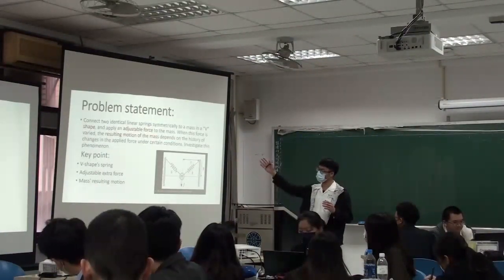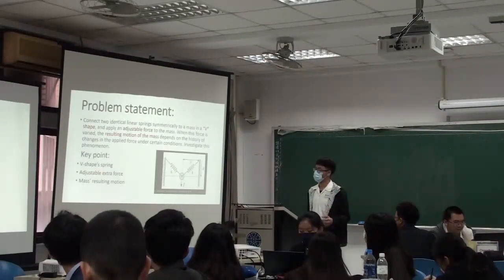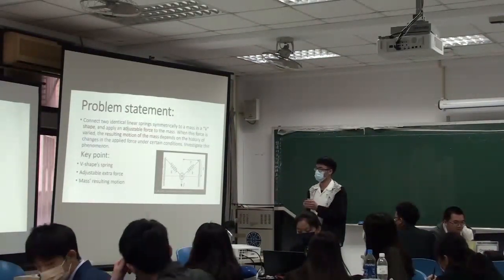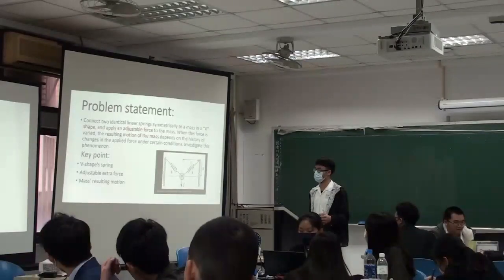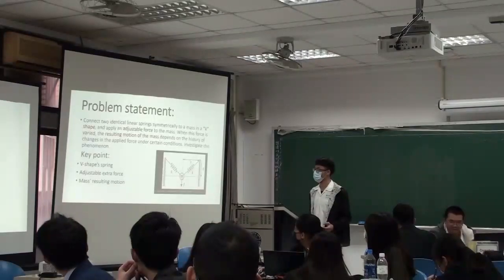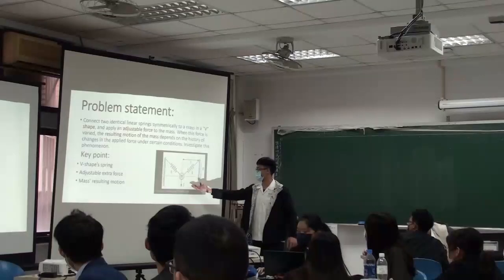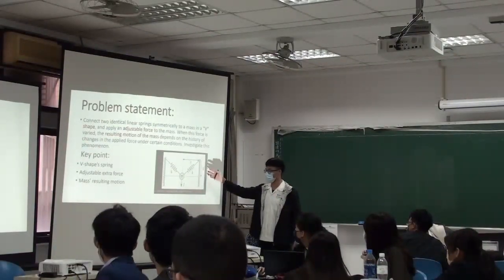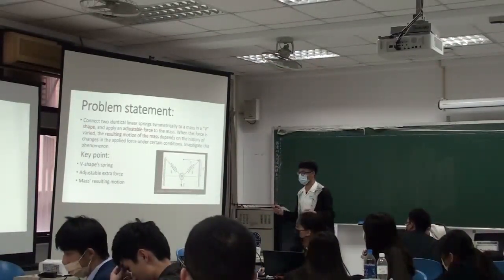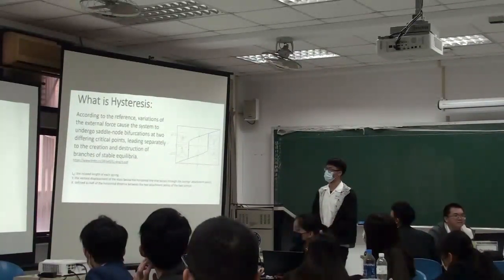According to the above article, we can find some key points. The springs must be in a V shape, and we use an adjustable extra force on the mass, and find out what will happen in this system. This picture can show you the whole phenomenon. And what is hysteresis?